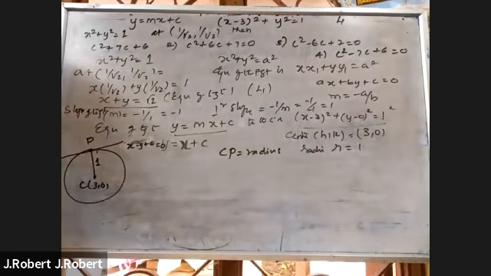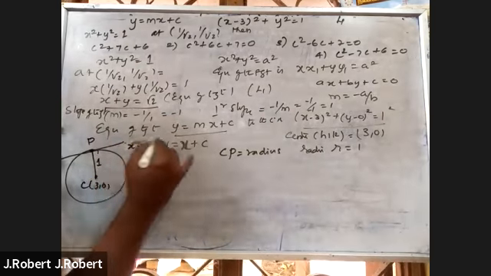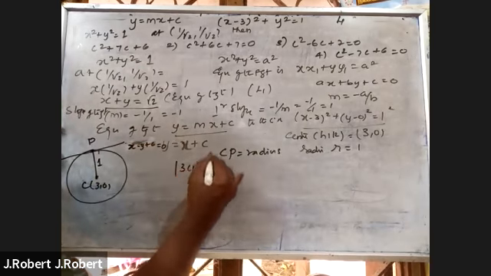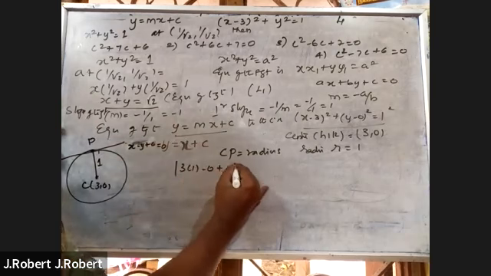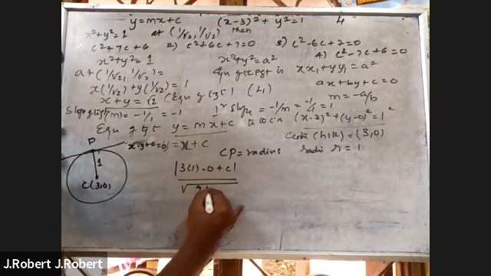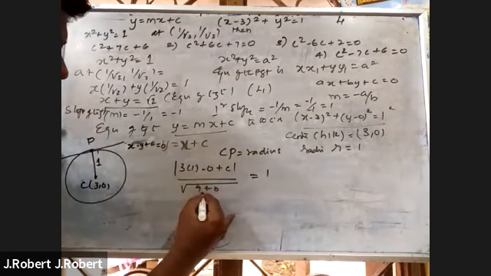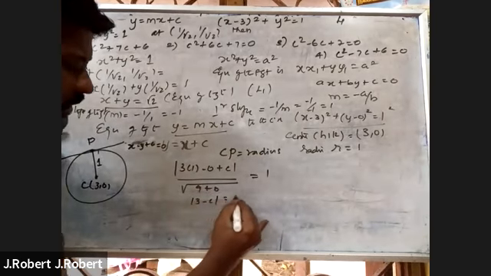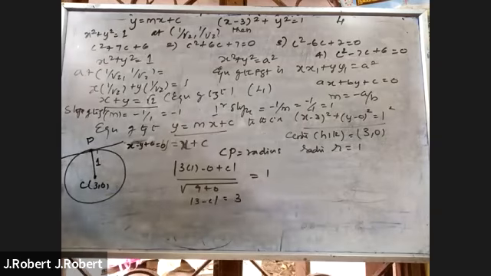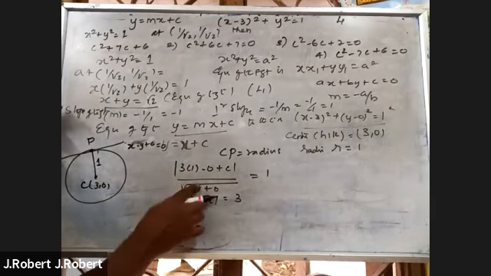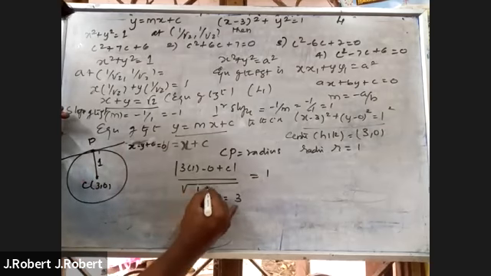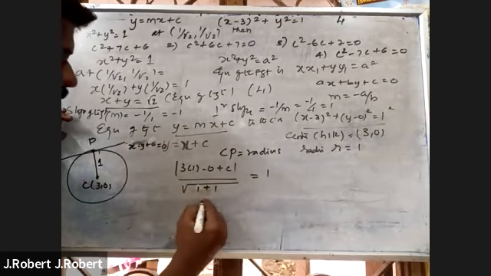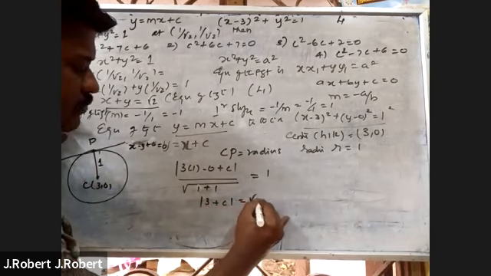cp is called the length of perpendicular to the tangent x minus y plus c equal to 0 from the center 3, 0. What is the formula? A into x, 3 into 1 minus 0 plus c divided by root of a square plus b square. Sorry, தப்பா போட்டேன். a square plus b square na இதான் 1 plus 1 root 2. அப்ப root 2 na we have 3 minus plus c is equals to root 2.